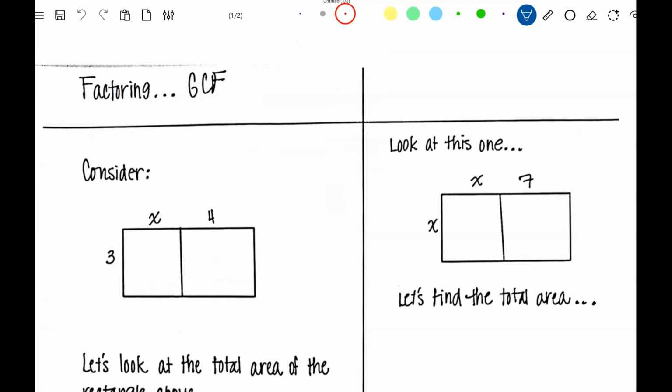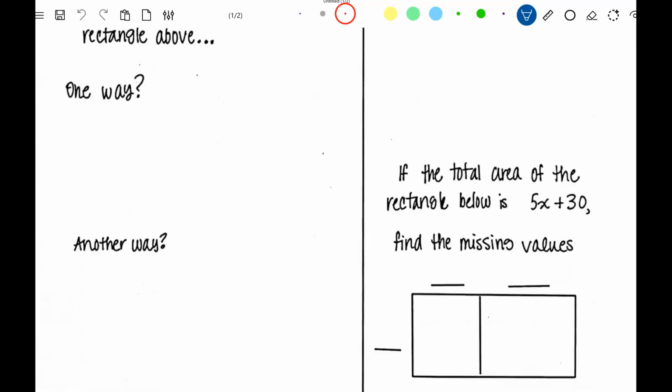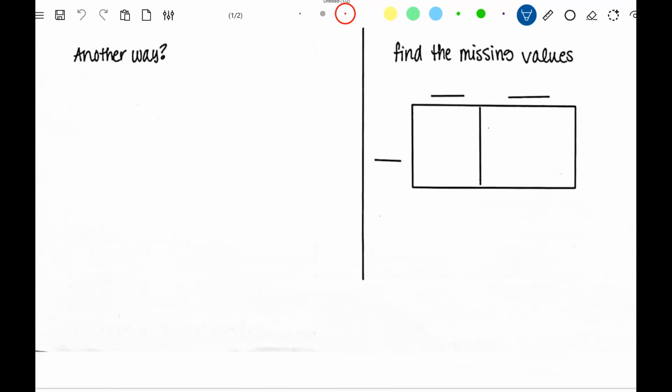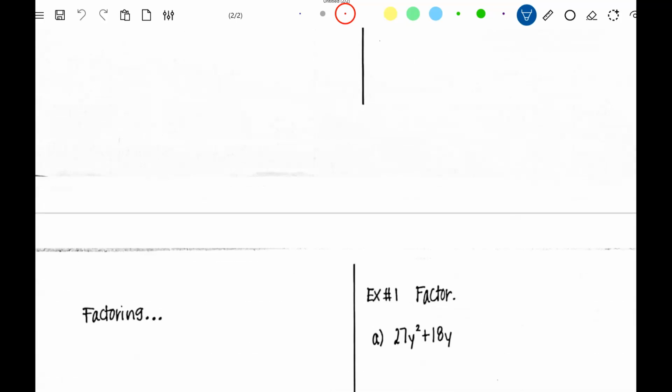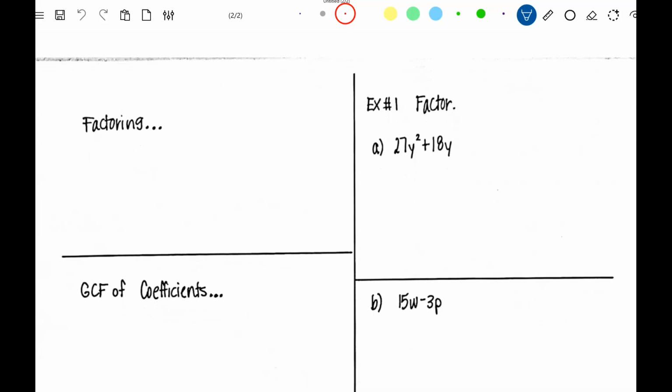Okay guys, so what we're doing today is factoring by greatest common factor. We're actually, for the video, going to skip the first page because it's really more of what the GCF comes from. We're going to go ahead and go to the second page, which is the factoring.